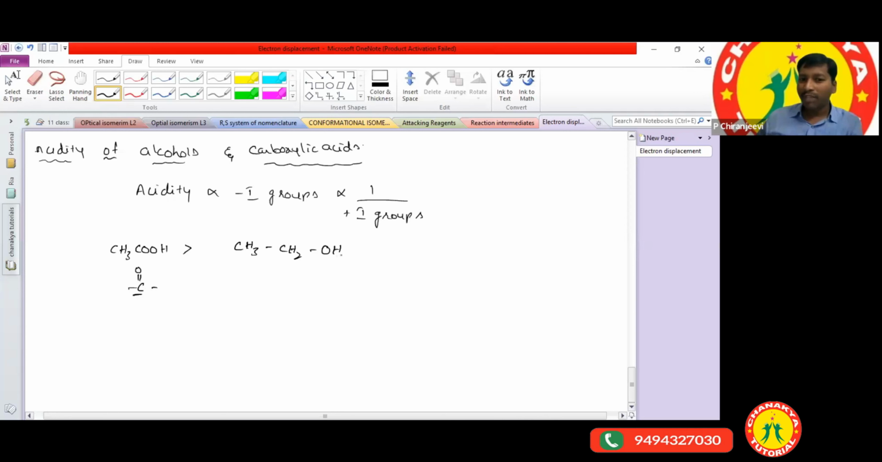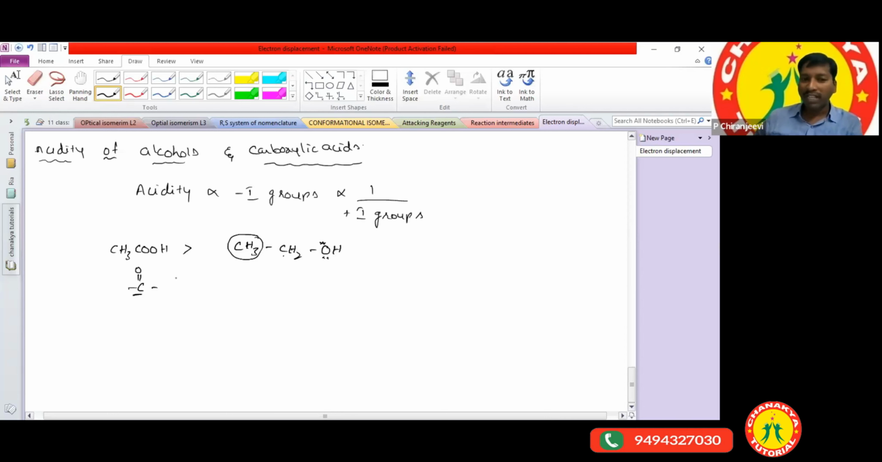In the alcohol, the OH attached carbon is attached to the methyl group. The methyl group is an electron donating group. Electron donating groups increase the electron density on the oxygen atom. If the electron density increases, the OH bond does not cleave that easily. More energy is required to break the bond between the oxygen and hydrogen atom. But in the carboxylic acid we can remove the hydrogen easily.